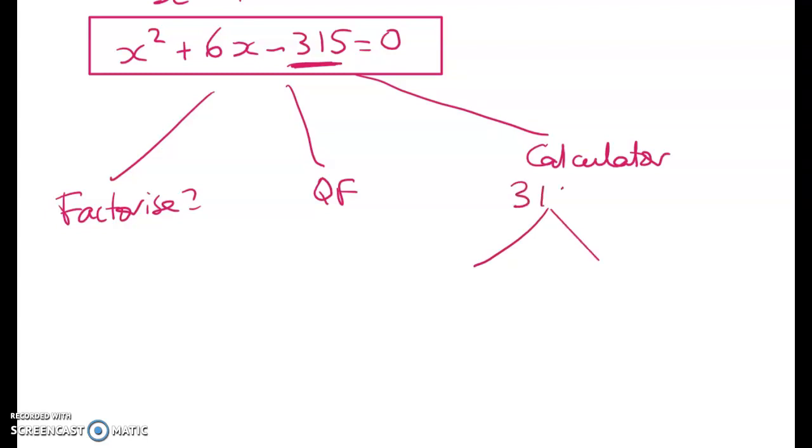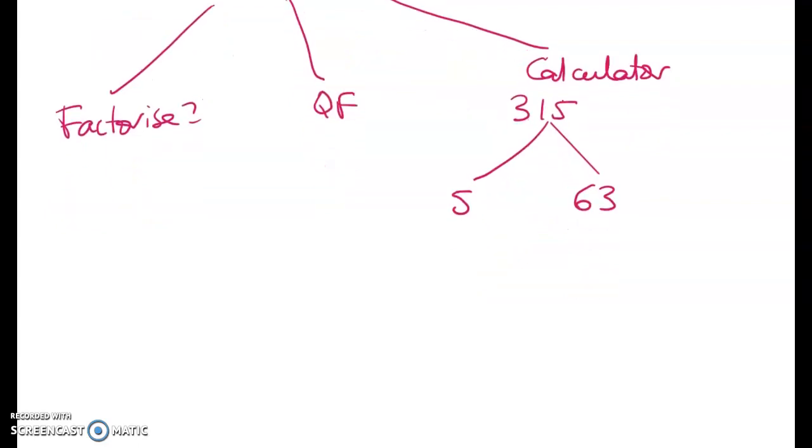Right, so here's 315. I'm going to do a little factor tree, and I'm just going to look for what 2 factors it might be. Right, so what goes into 315? Well, 5's the most obvious thing. So I've got 5 and 63. So what I'm trying to do here is I'm finding the prime factors of 315, and from there I'm going to work back to get the factors.